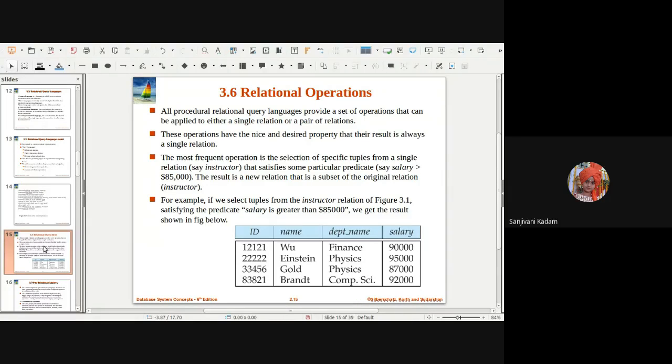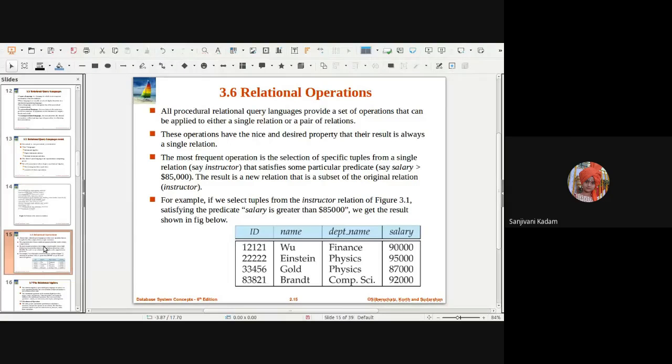So it is not always compulsory that we should retrieve data from only a single relation. Up to now, we have seen the instructor relation, we have seen the department relation. So it is not mandatory that we go for only single relation data to be retrieved. We can go for retrieving data from one or multiple relations also. So for this purpose, we have a number of operations allowed.